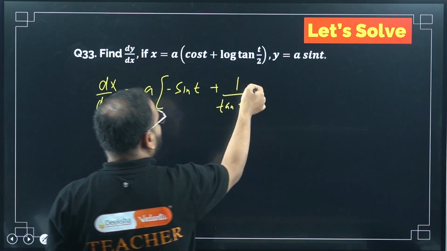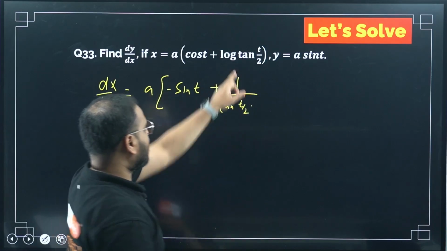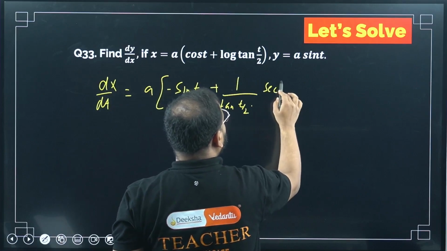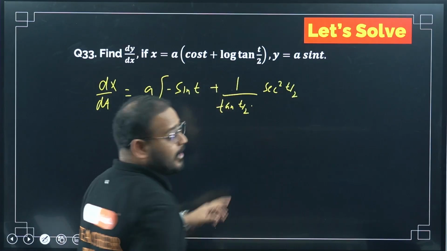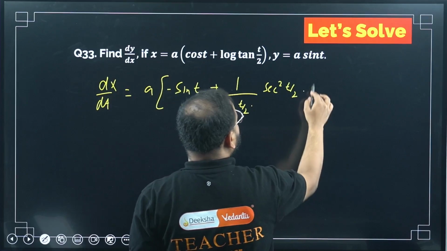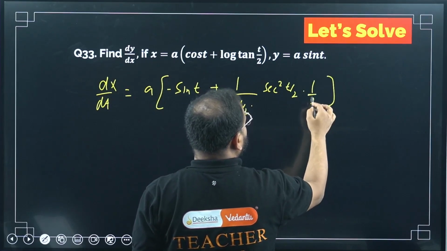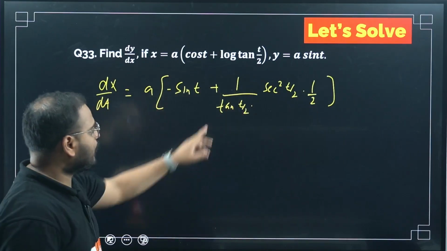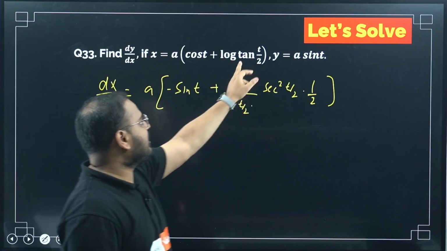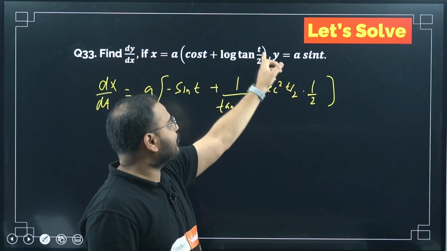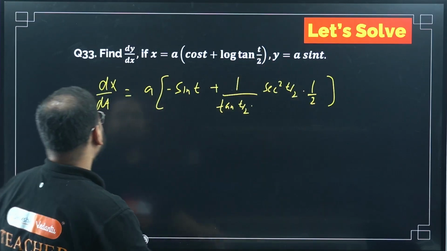And then what? Log is done, now differentiation. Now do for tan: secant square t by 2. I have to do for t by 2 also. How much is that going to be? Simply 1 by 2. Correct. First I did for log, so tan t by 2 in the denominator. Then I did for tan t by 2, so got sec square. For t by 2 I get 1 by 2. Okay. Please simplify this.